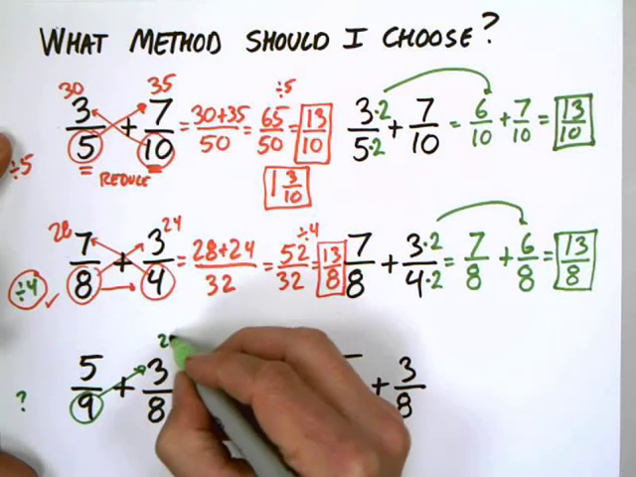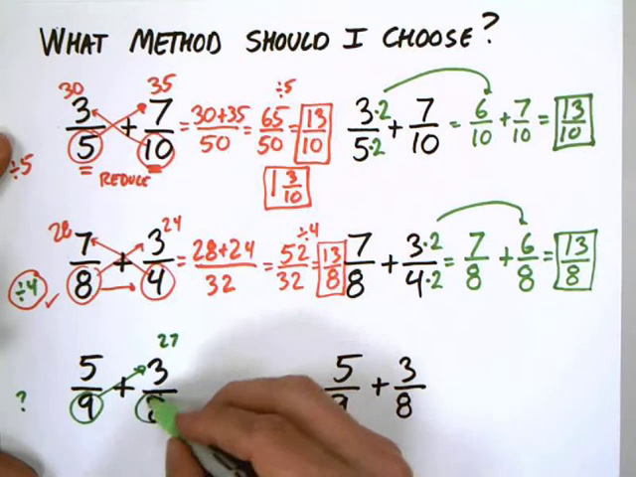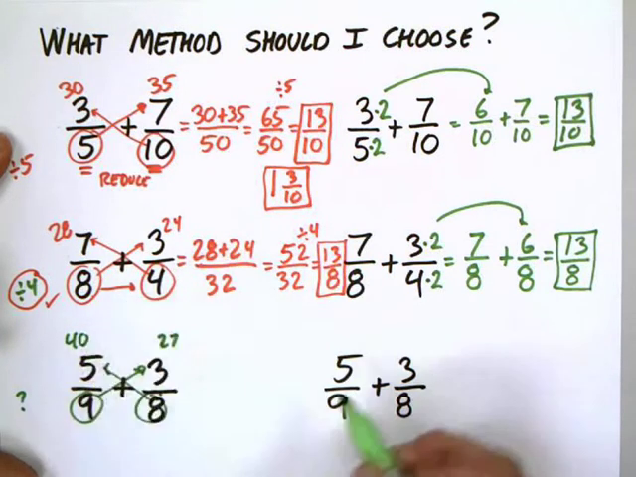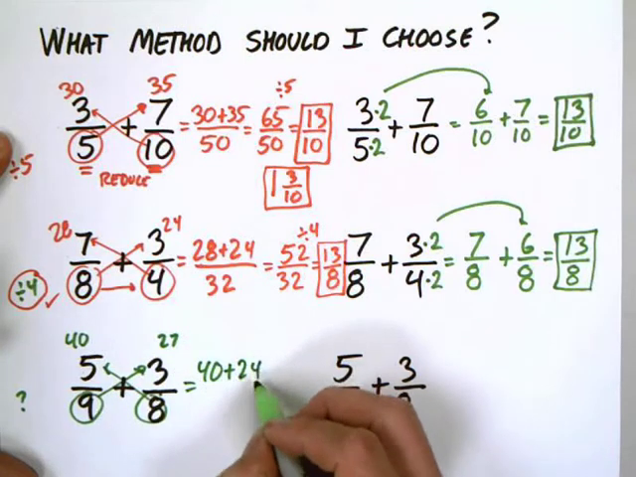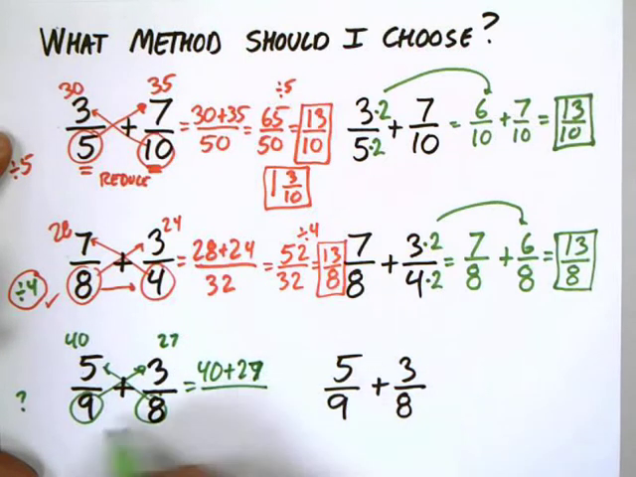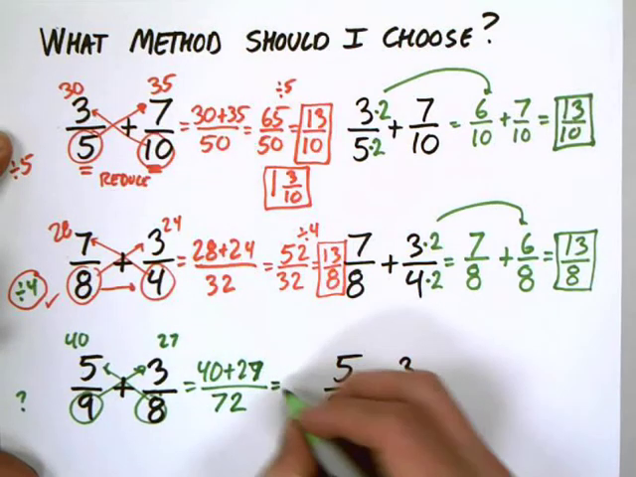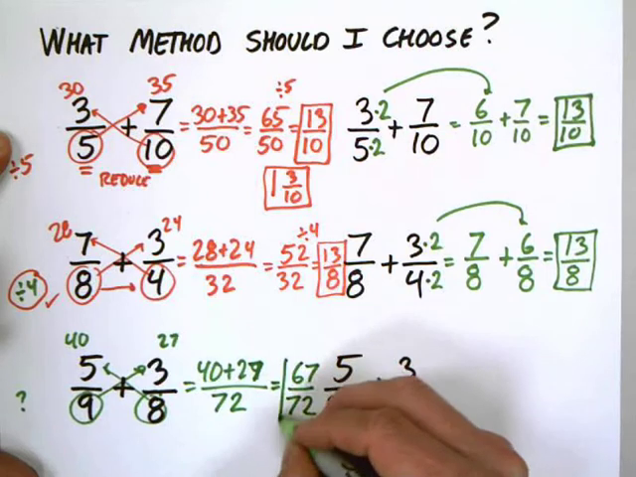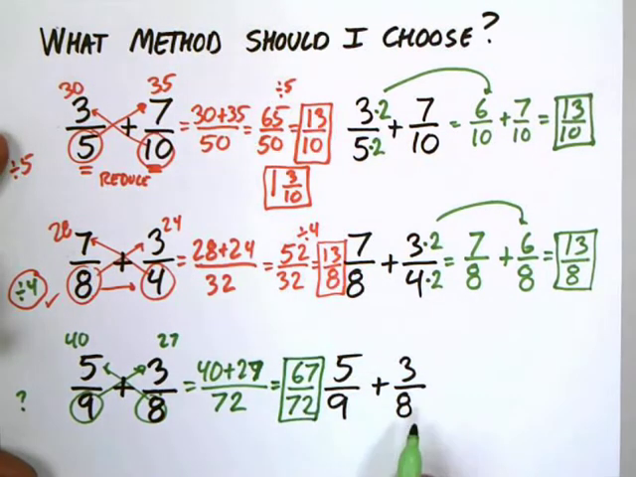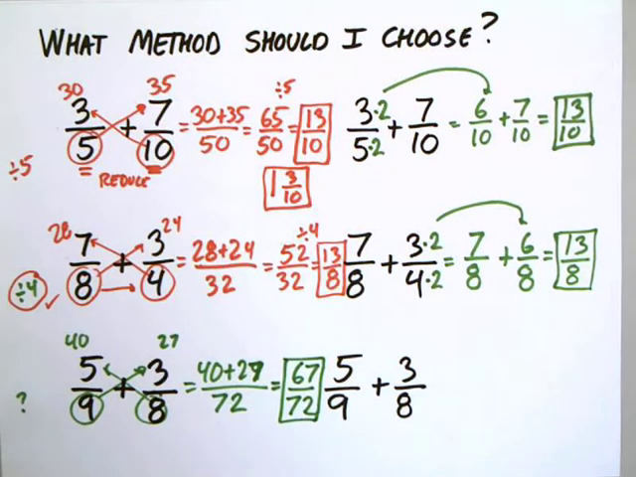So 9 times 3 is 27. 8 times 5 is 40. And 40 plus 27 is my numerator, 67. And 9 times 8, which is 72, that's my denominator. So my final answer would be 67 over 72. And that's way easier than finding a common denominator. So finding a common denominator would basically give me the same information.